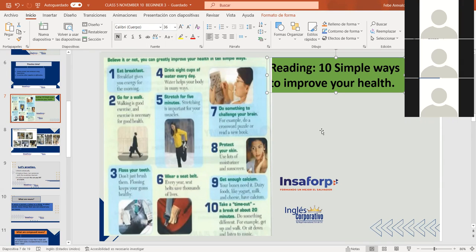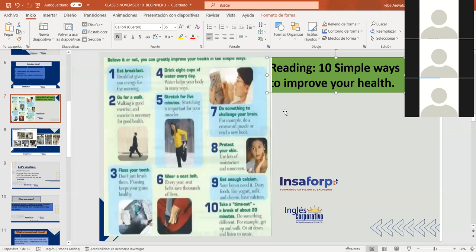Okay. Eat breakfast. Breakfast gives your energy for the morning. Two, go for a walk. Walking is good exercise, and exercise is necessary for good health. All right, excellent, for good health. Very good, Patricia, excellent reading. Let's go with Gloria Mena, three and four.